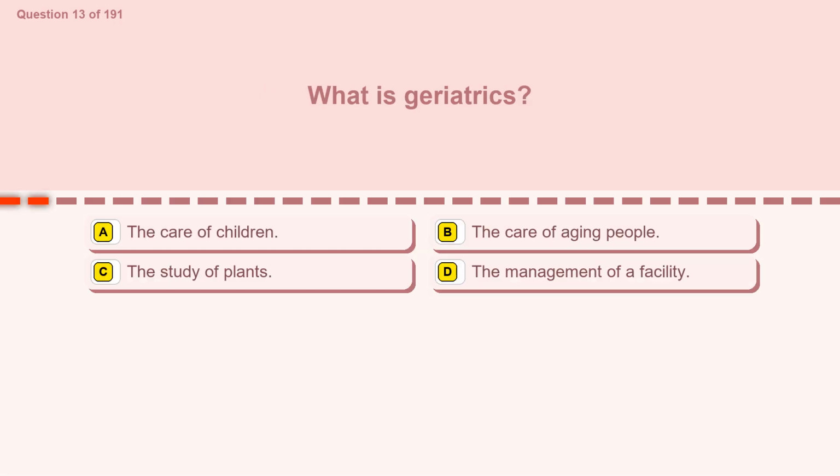Question 13. What is geriatrics? Option A. The care of children. Option B. The care of aging people. Option C. The study of plants. Option D. The management of a facility.